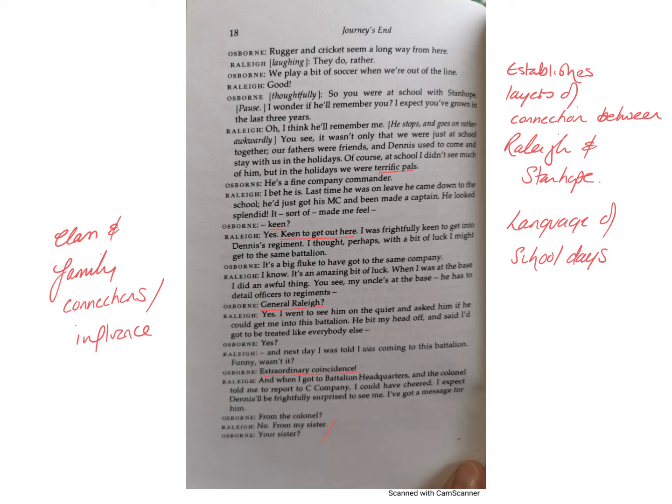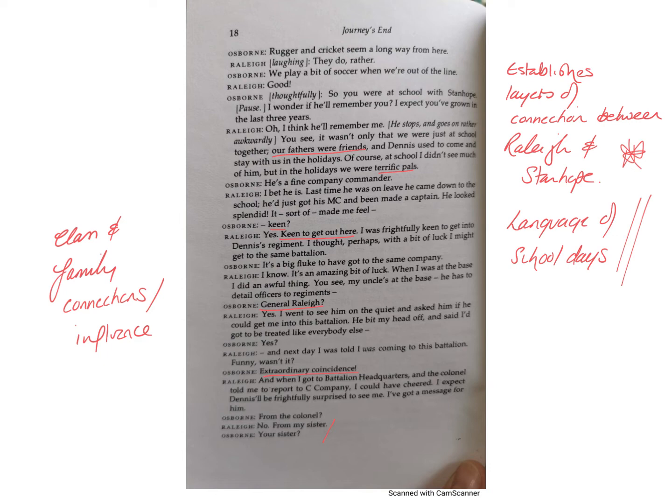It establishes the connections between Raleigh and Stanhope, that actually there is a friendship there, or a family friendship. "Our fathers were friends. Dennis used to come and stay with us on the holidays. We were terrific pals." So here's somebody who knows Stanhope before the war, which is going to be important. It also continues to talk about the language of school days. Okay, so that whole frame of reference of school, all signifying how young and innocent Raleigh is.